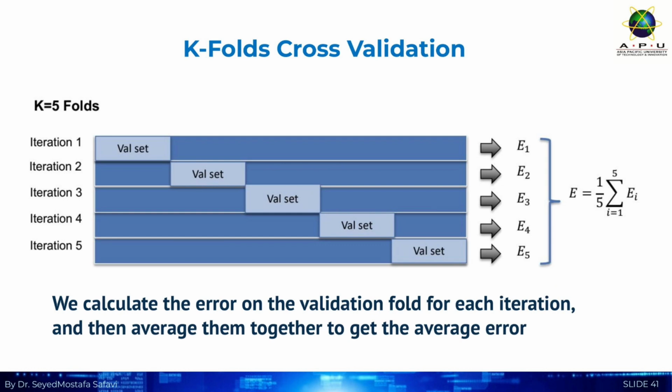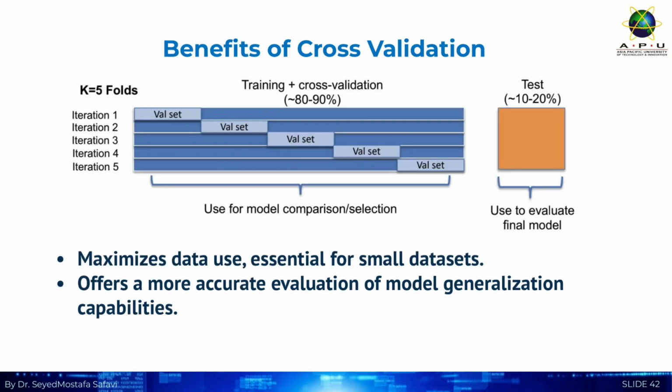After running K folds, you will have K different error scores, one from each time a fold was used for validation. The final step is simple. We average them together to get the final, most reliable average error. This single number is the most trustworthy measure of your model's real-world performance. The 2 biggest benefits of cross-validation are: it maximizes data use, which is especially important if you have a smaller data set. It offers a far more accurate and robust evaluation of your model's ability to generalize to new, unseen data.